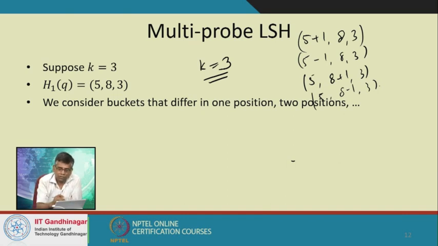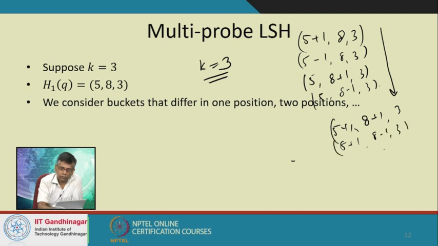Once we've exhausted them and looked through them, then we could also start to look at buckets that differ in 2 positions. Maybe 5 plus 1, 8 plus 1, 3; 5 plus 1, 8 minus 1, 3, and so on and so forth. And then buckets that differ in 3 positions, and so on. And this would eventually give me all the buckets that differ in at most, let's say, S positions.